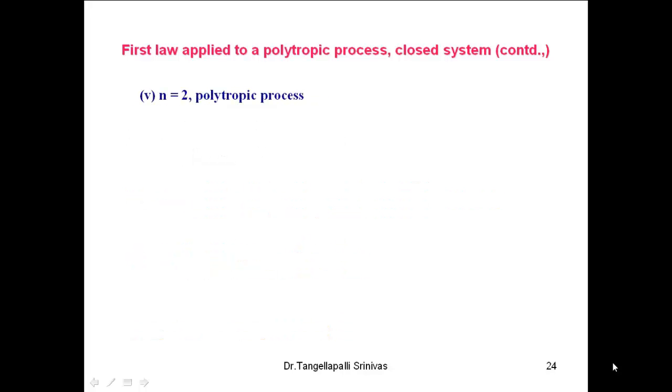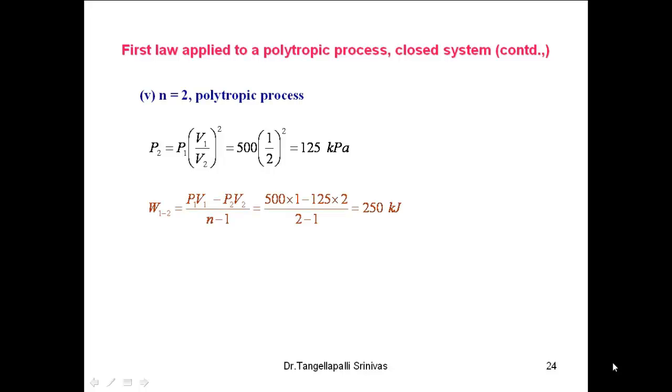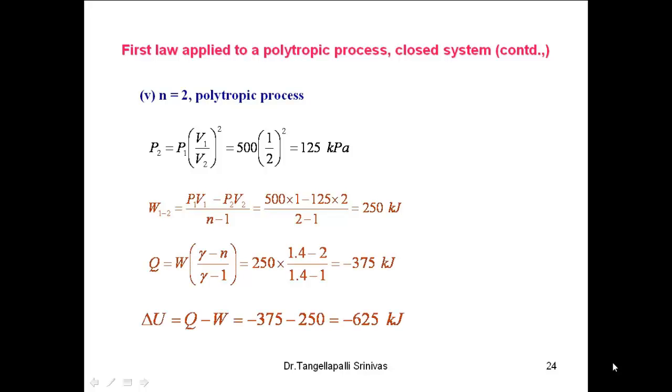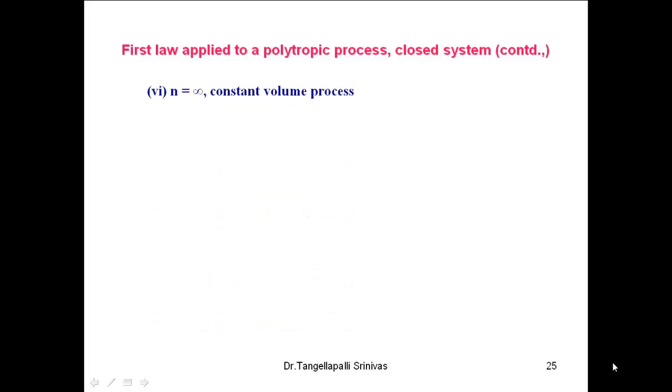The next case is the polytropic process, where n is considered as 2. The final pressure is 125 kilopascal. After expansion, the work is 250 kilojoules. Heat transfer is minus 375 kilojoules, that is heat rejection. The change in internal energy is minus 625 kilojoules, that is, internal energy is decreased due to heat rejection.